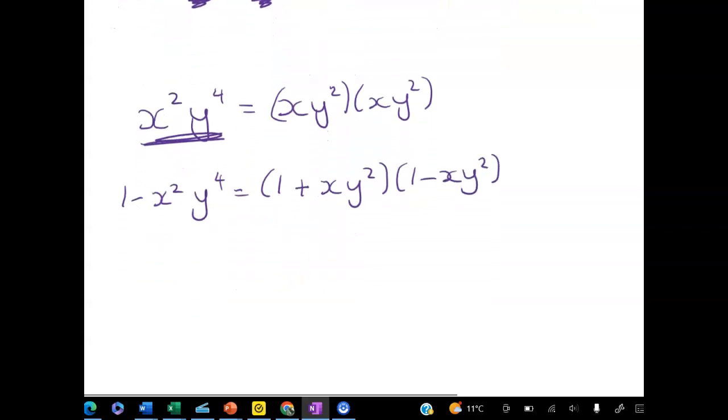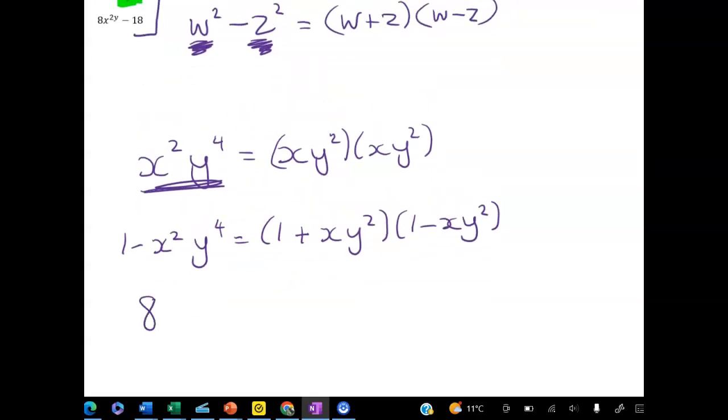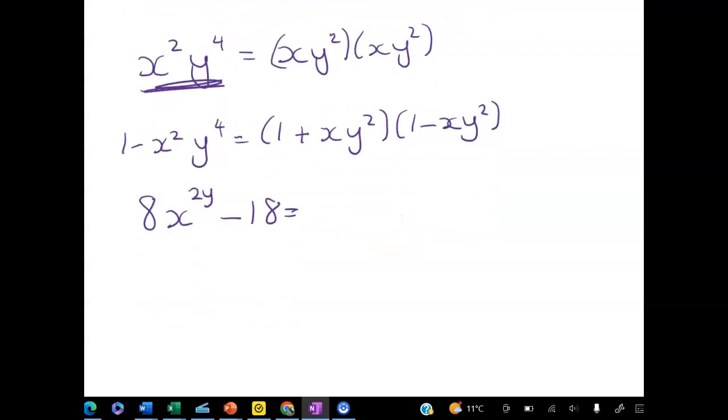And the last one I put in just to make you think about how adding powers works. So it's a little bit trickier. We've got a common factor in my numbers of 2. So we've got 2 times 4x to the power of 2y minus 9. This is an easy perfect square, and in this one here, this is an easy 2.